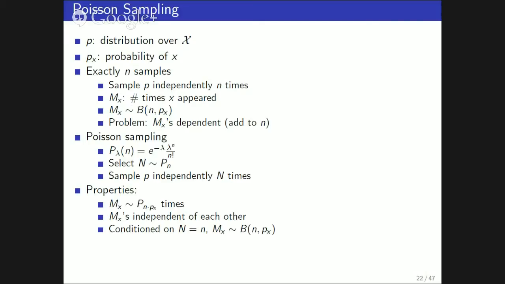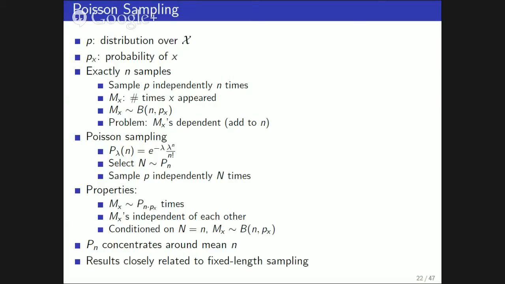Okay. And then again, if you want problems for people to think of, maybe that's one thing they can look at. And again, Poisson N concentrates around mean n, and therefore, whatever results you get for the Poisson sampling, they'll be very closely related to the results you'll get for fixed n sampling. So it's just easier to prove, and the results translate very easily. Okay, so is that okay?